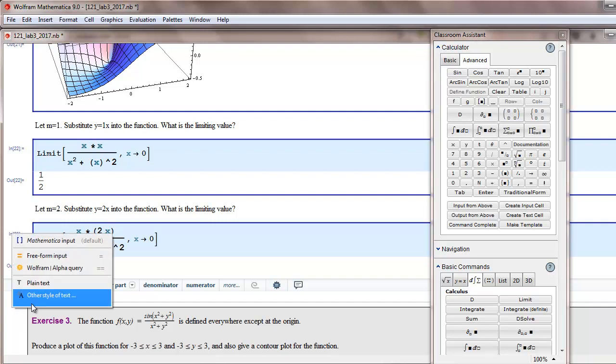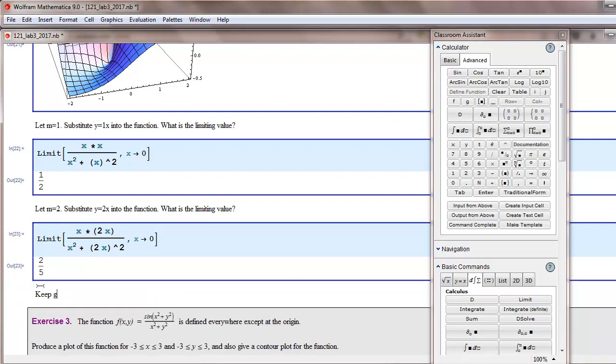And you could keep going, trying y equals mx for different values of m. And you should do this. Explore the function. Explore the limit.